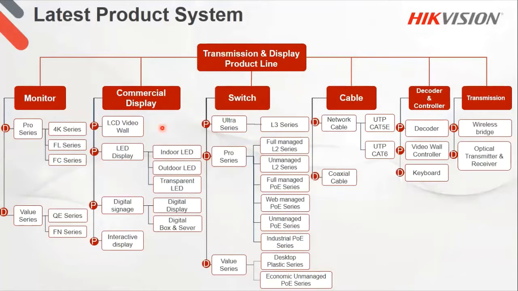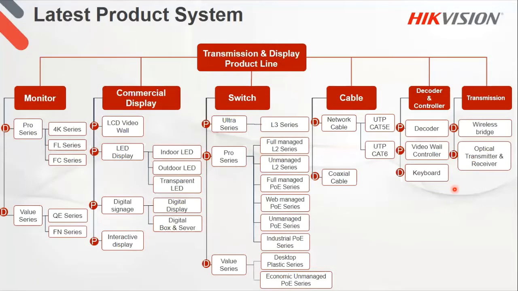Okay, so we're not going to cover all of these things today. Just want to quickly show you in a nutshell, more or less, what we have regarding transmission and display. So we've got from monitors to commercial displays to switches, cables, decoders, and controllers and transmission. So the transmission, a little bit different to the normal switches. This is what we call the wireless transmission, and also optical for fiber optics and those kind of things. So let's quickly have a look at these devices.